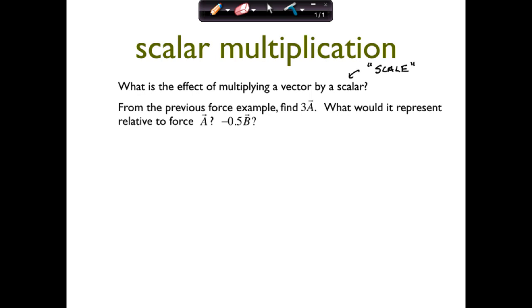And then to get negative 0.5b, what's the direction of that compared to b? Opposite direction, and the magnitude is half of the original. So it'll be in the opposite direction with half the magnitude. And to get it, you'll just take negative 0.5 of both components.